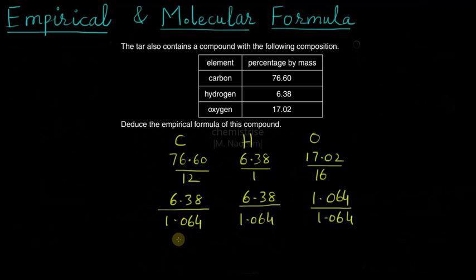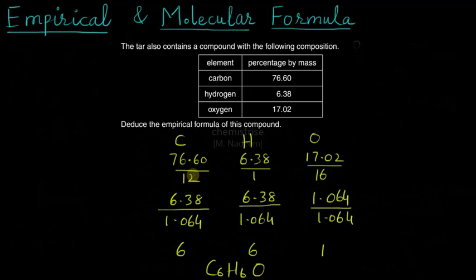So we got 5.996 for carbon, so we can round it to 6. Similarly, the other can be rounded to 6, and we get 1 for this. So the empirical formula would be C6H6O. So this is how you find the empirical formula.